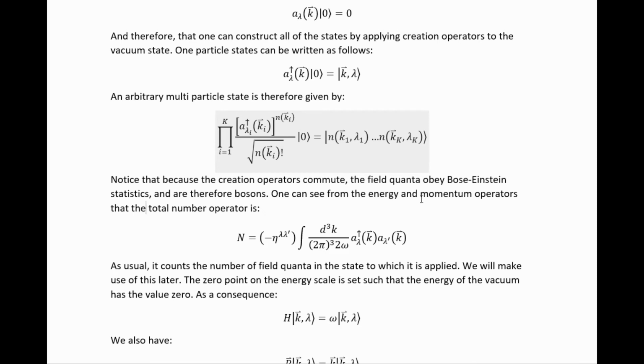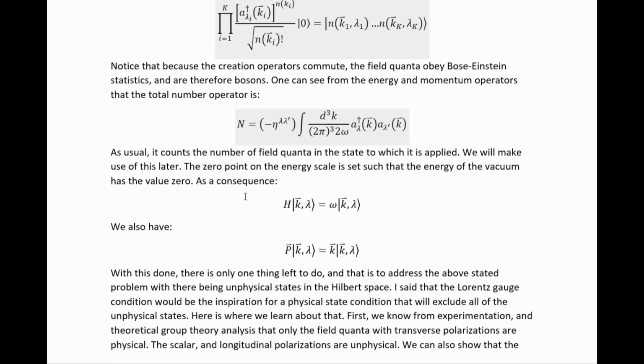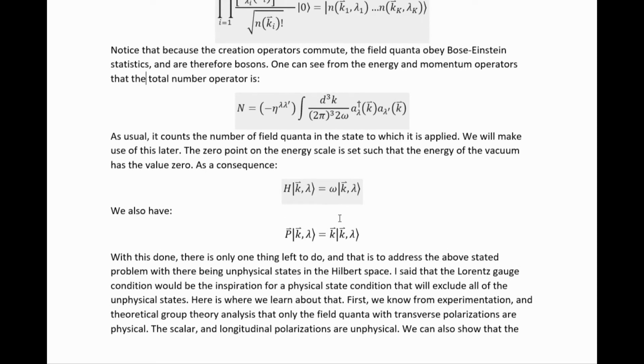One can see from the energy and momentum operators that the total number operator is just this. As usual, it counts the number of field quanta in the state to which it is applied. We will make use of it later. The 0 point on the energy scale is set such that the energy of the vacuum has the value 0. As a consequence, we've got these two relations.